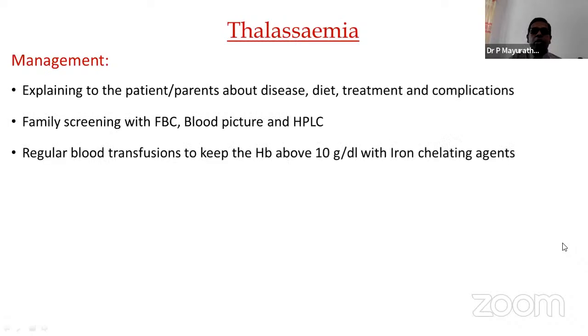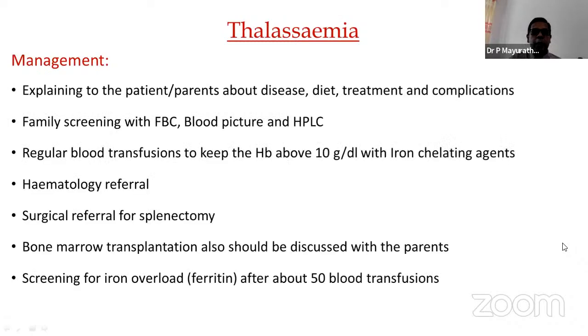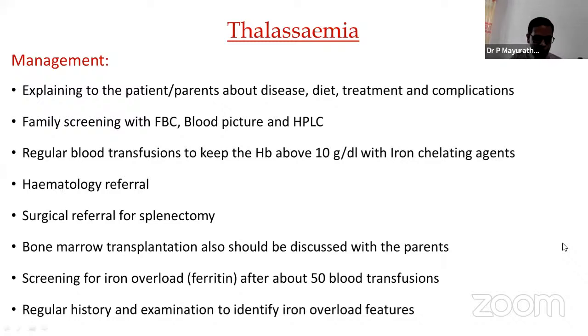So how are we going to manage these patients? Very important, because thalassemia major is usually diagnosed at a very young age, maybe a few months of life or years of life. Usually the pediatricians are diagnosing this disease, or sometimes we diagnose only adult cases.